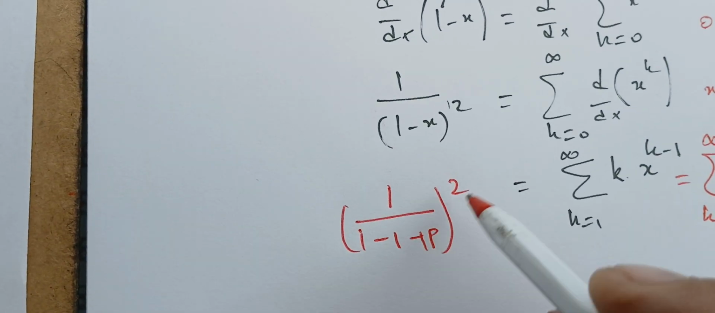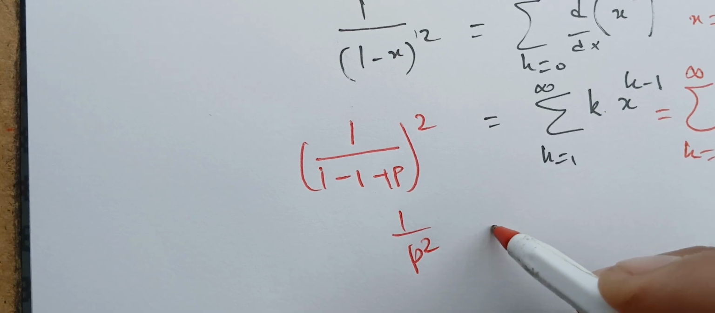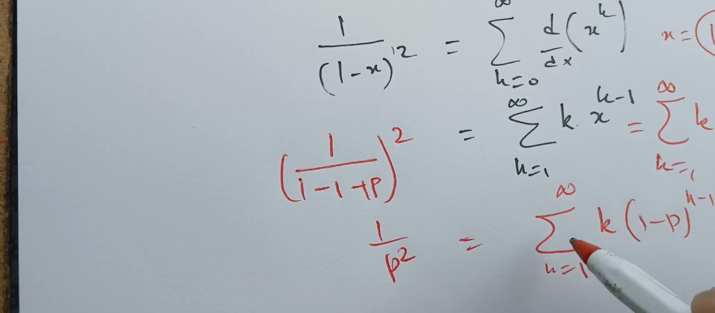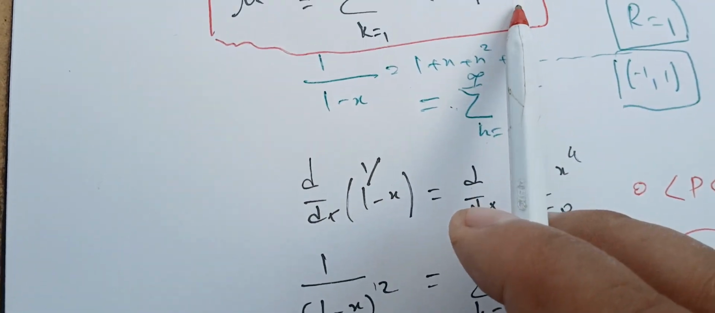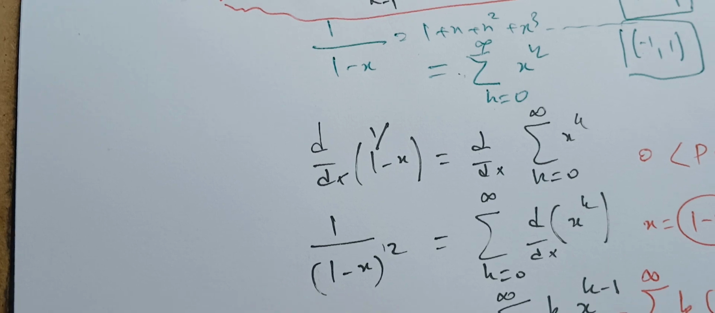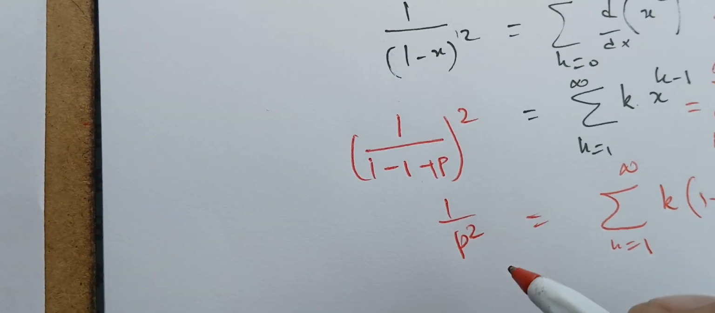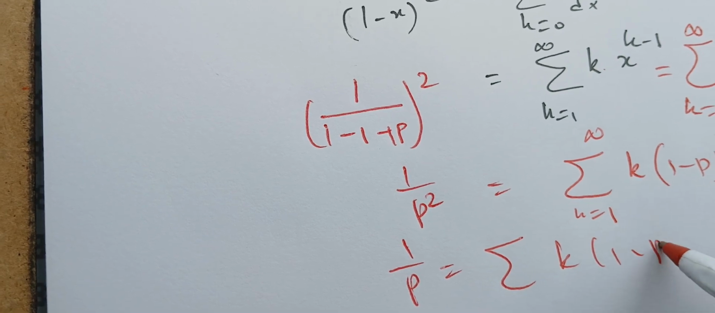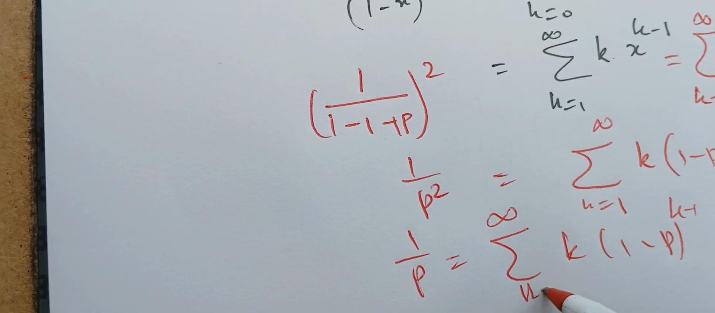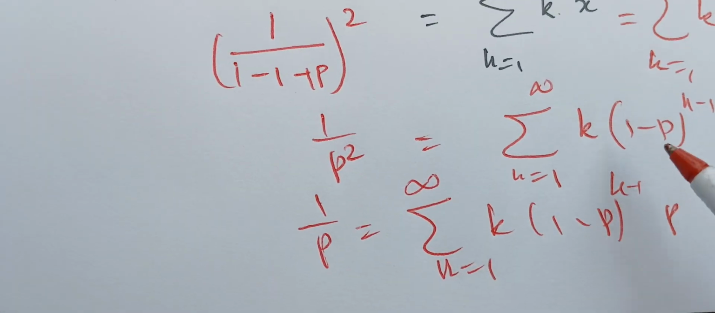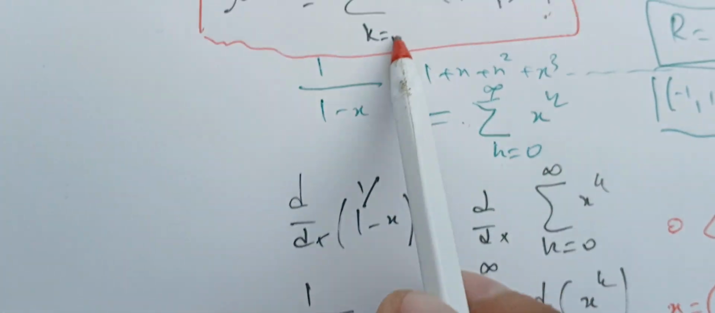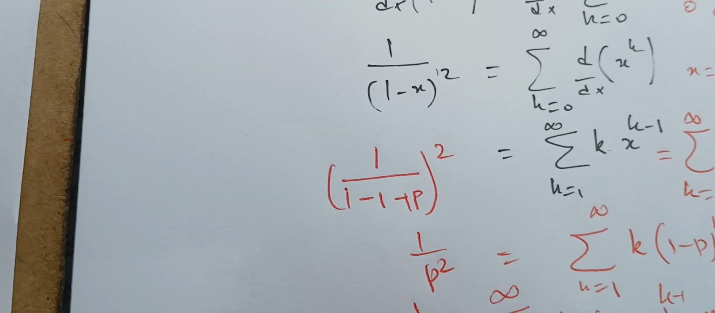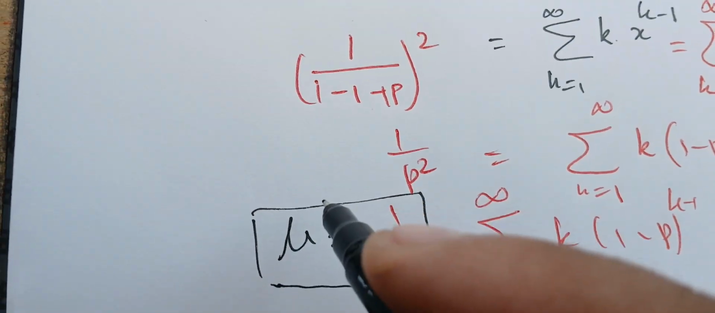So on the left side we're going to have 1 over p squared, and on the right side the sum of k times (1 minus p) to the power k minus 1, k going from 1 to infinity. Now what's missing is this p here. So if we multiply by p, we have 1 over p equal to the sum of k times (1 minus p) to the power k minus 1 times p, k going from 1 to infinity. And what's this? This is the one that we are looking for. This is the mean. Therefore the mean of a geometric random variable is 1 over p.